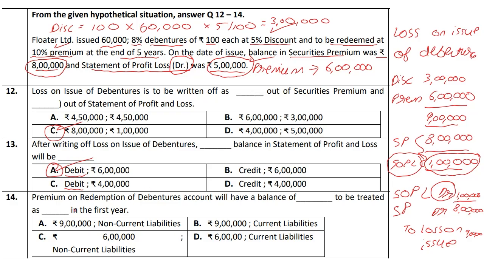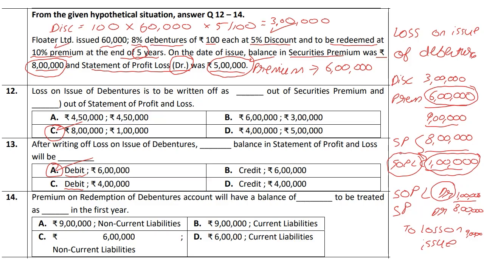Next, premium on redemption of debentures account will have a balance of dash to be treated as dash in the first year. Now the premium on redemption is going to be the same amount that we calculated over here, 6 lakhs. We start with 6 lakhs, and then what happens going forward? It will be redeemed when? At the time of redemption of debentures, which is 5 years later.